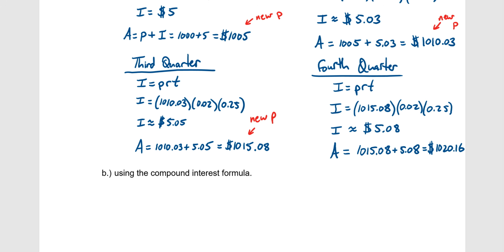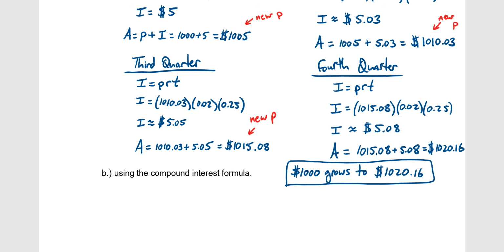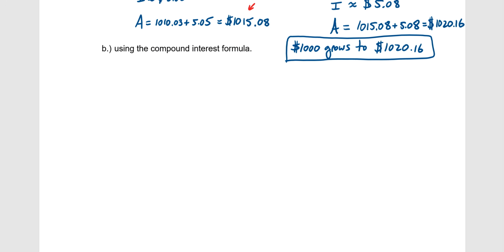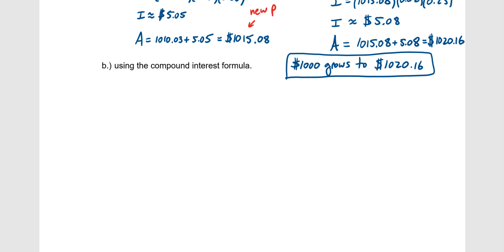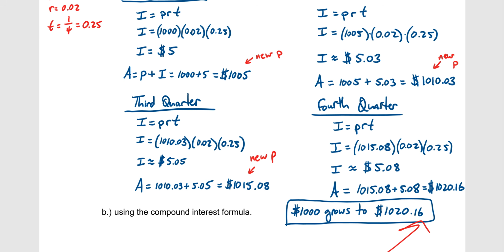And this value right here, that $1,020.16 number, is the answer. So the original $1,000 grows to $1,020.16. Also, it is important to note here that this number that we got, the $1,020.16, is the compounded interest quarterly. If we just did simple interest for this whole thing, we would have actually gotten $1,020. So compounded interest ended up being 16 cents more.